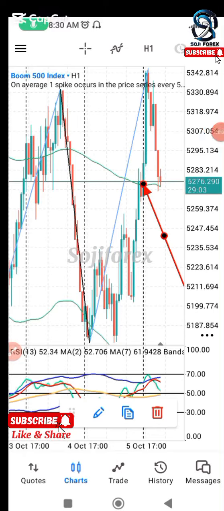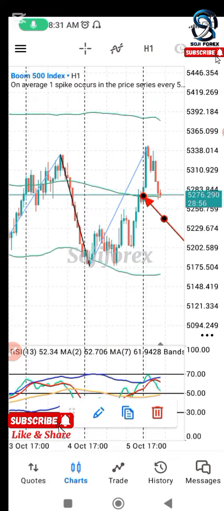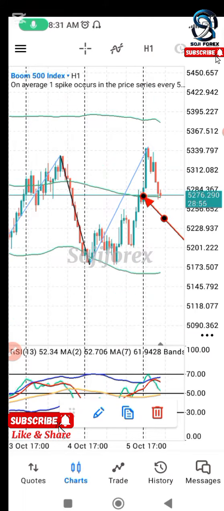In this strategy, all you need to do is focus on the Middle Bollinger Band. And I tell you, by doing this consistently will make you profitable 80 to 90%. This is the upper Bollinger Band and this is the lower Bollinger Band. Here is the Middle Bollinger Band.